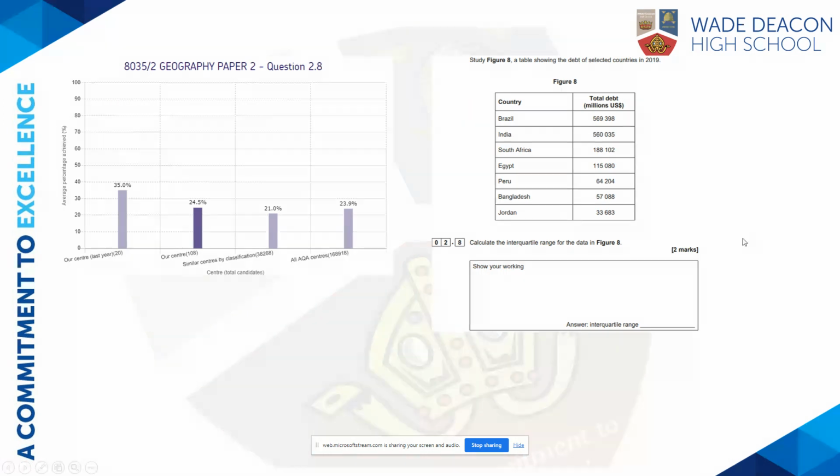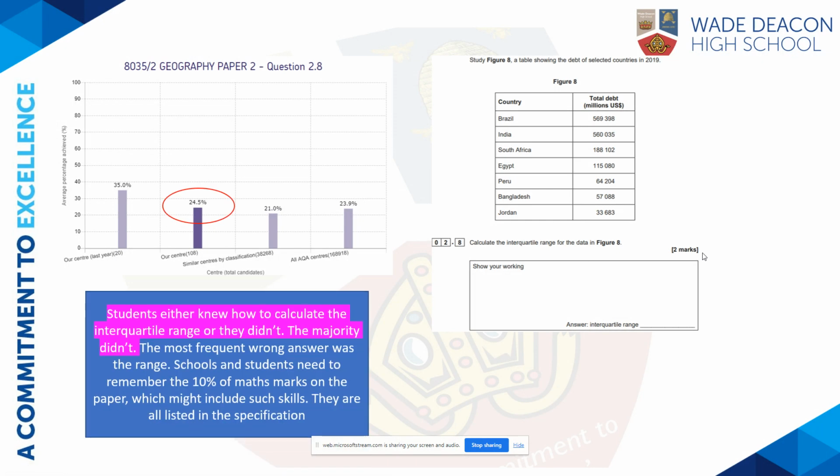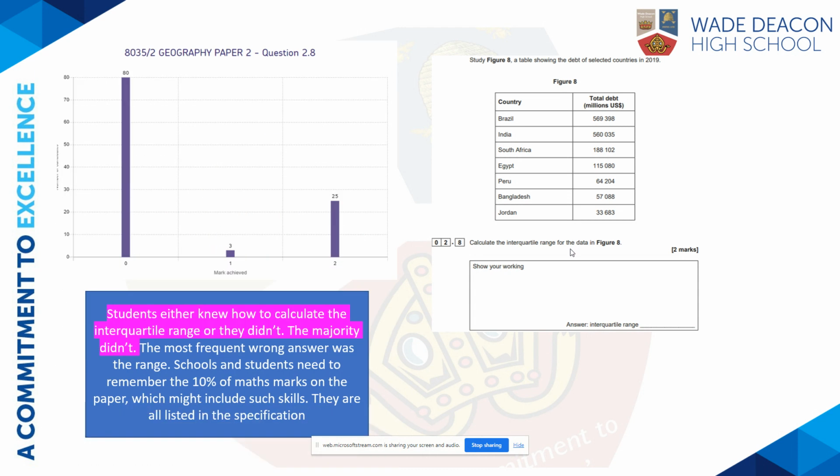2.8, calculate the interquartile range. Again, low scores for this one, but above national average. Students either knew how to calculate the interquartile range or didn't. The majority of students didn't know how to do it. So obviously we've got to link in with our maths team for that. Make sure we've got the same structure of teaching interquartile ranges as they do, because I know some of our teaching of graphical and mathematical information is different to maths. So we need to tie in with them. As you can see from the results, 80 students got 0. It's a big amount, isn't it?